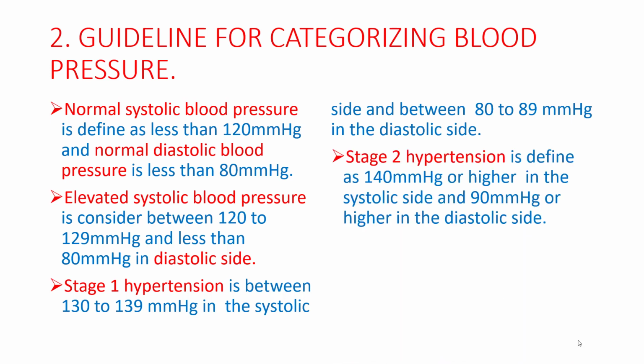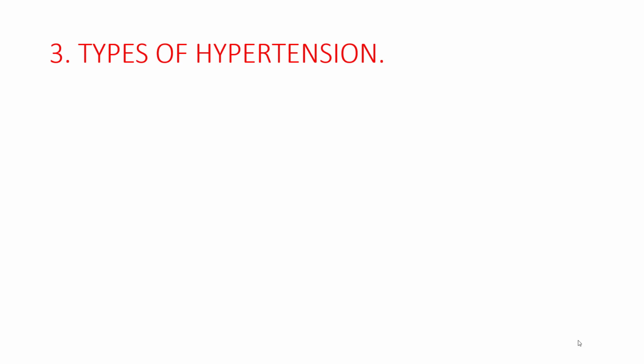Finally, stage 2 hypertension is defined as 140 mm of mercury or higher in the systolic side and 90 mm of mercury or higher in the diastolic side. Now let's talk about the types of hypertension. So first I'll talk about primary or essential hypertension. Then secondly, I'll talk about the secondary hypertension.